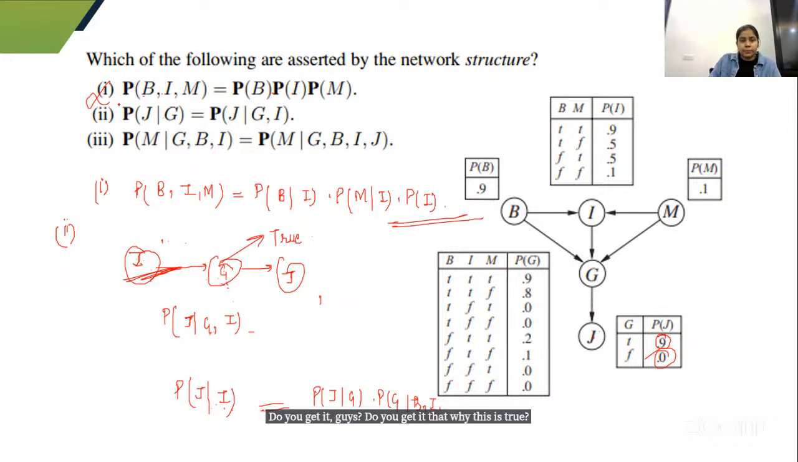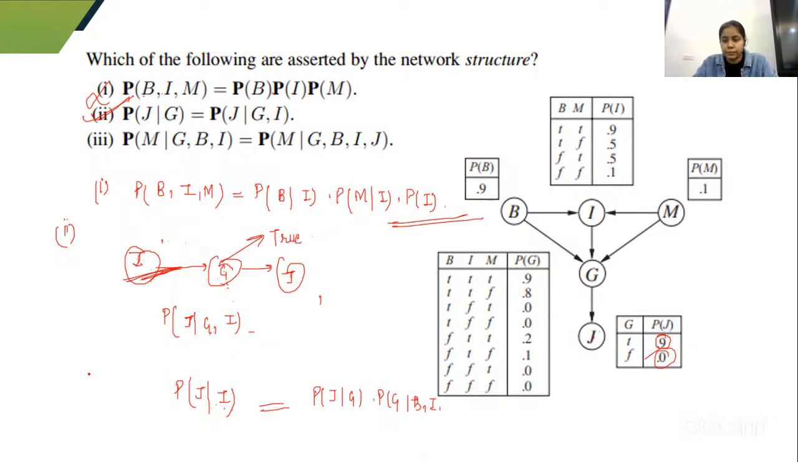Second part. On YouTube, guys, does everyone get why this is true? Let me know. Arvind is saying that J does not depend on I, so no value of I matters.